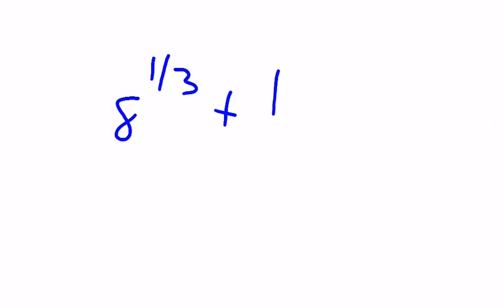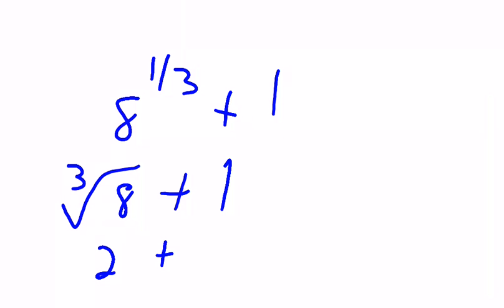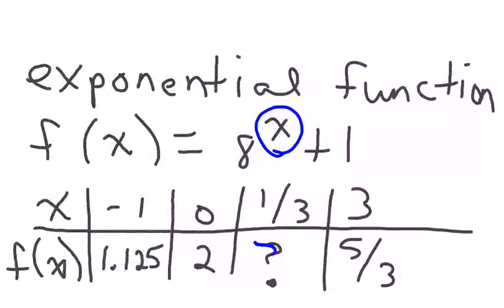And wonder what that's going to give you. So again, you can use your calculator. 8 to the 1/3, if you need to, you can change that to a decimal, or we know that 8 to the 1/3 is really the cube root of 8. Either way works. If we look at it as the cube root of 8, we're looking for the number times itself 3 times that gives us 8, and that number is 2. And then 2 plus 1 is 3. So if we go back to our table, this answer right here should be 3.